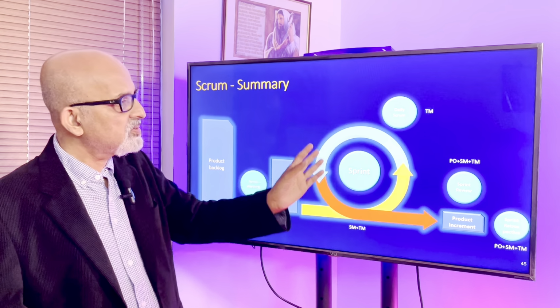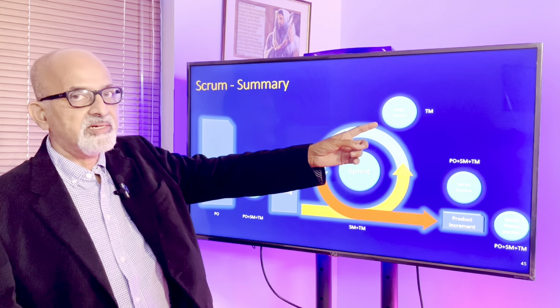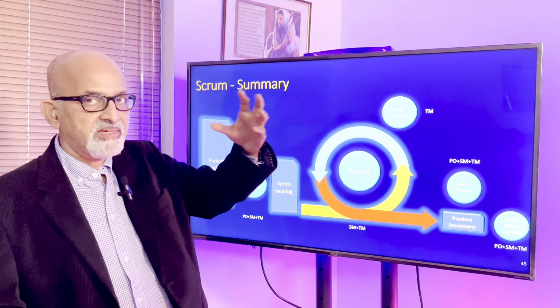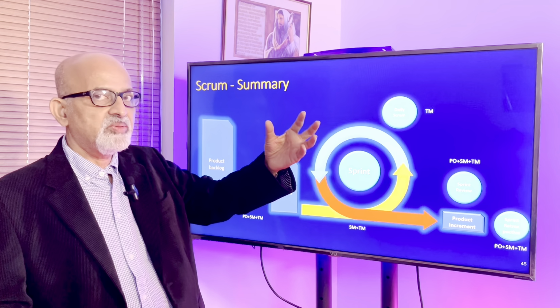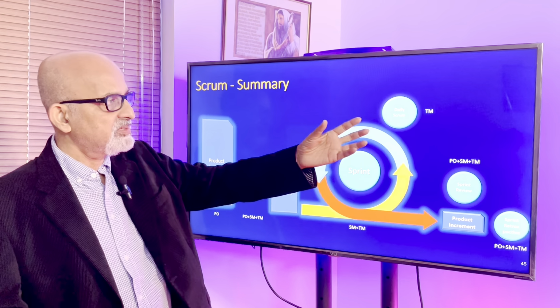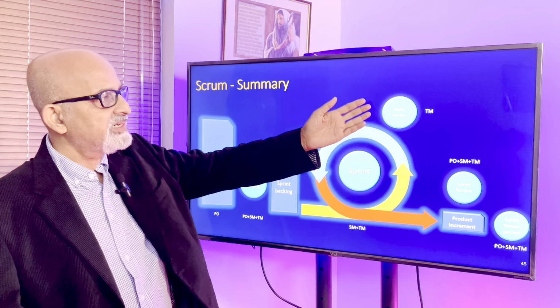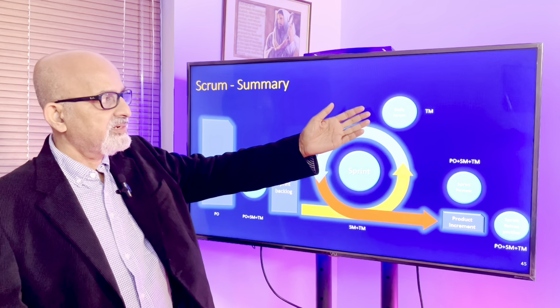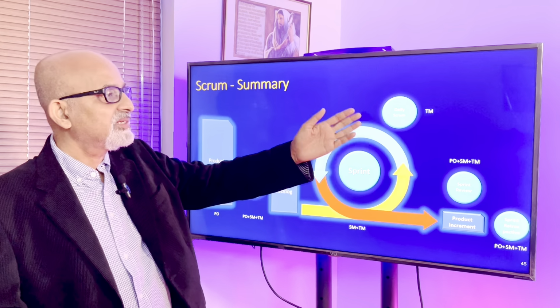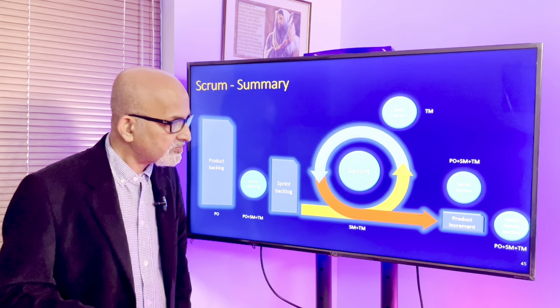And while doing so, there is a daily scrum, which is a daily meeting where three things get discussed. What did I do yesterday? What am I doing today? And what are the challenges I'm facing? This is a developers' meeting. Others can come and witness it, but they are not allowed to talk.